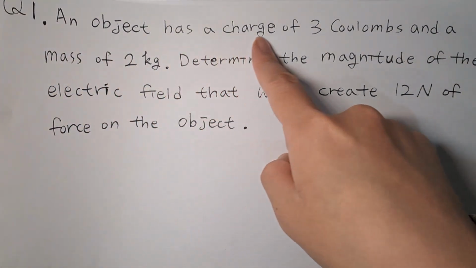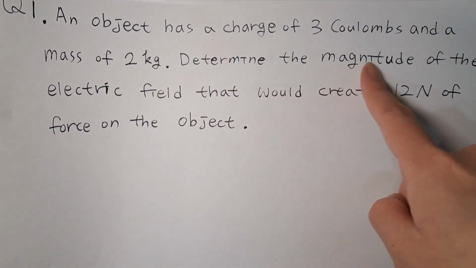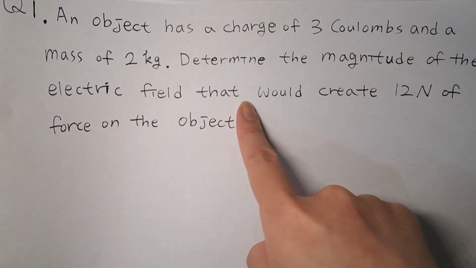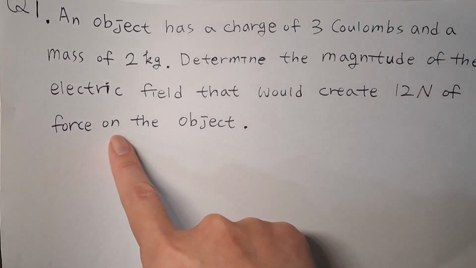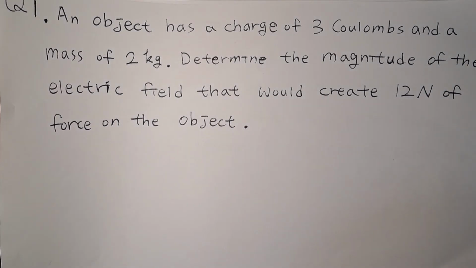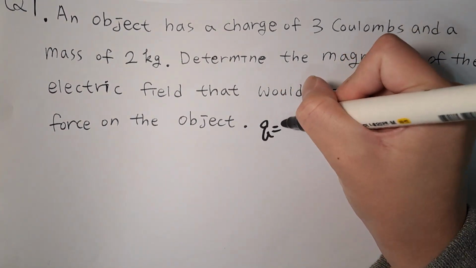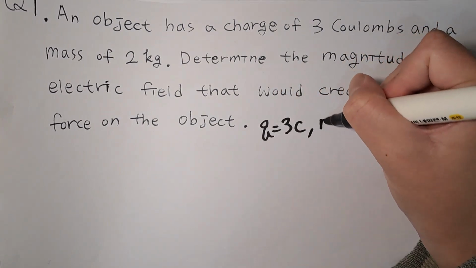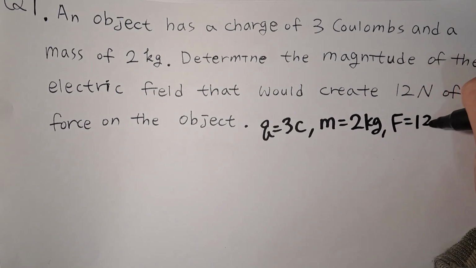An object has a charge of 3 coulombs and a mass of 2 kilograms. Determine the magnitude of the electric field that would create 12 Newton of force on the object. So the charge is 3 coulomb, the mass is 2 kilogram, and the force is 12 Newton.